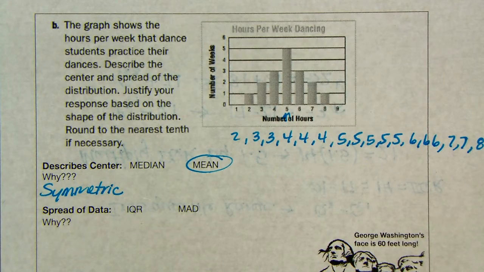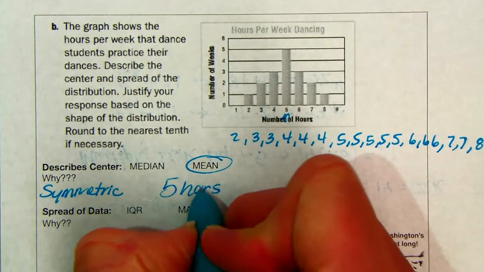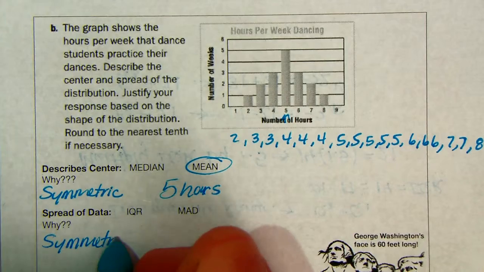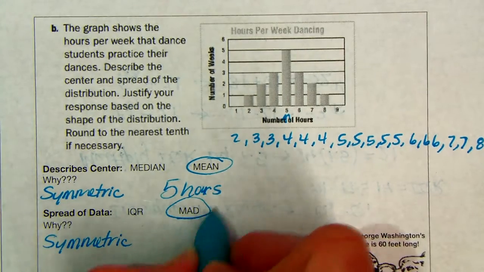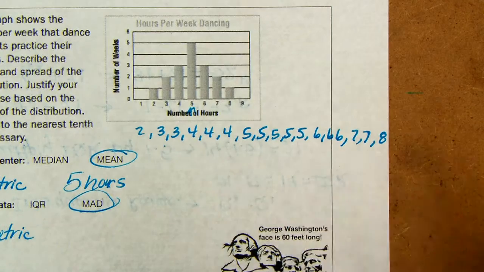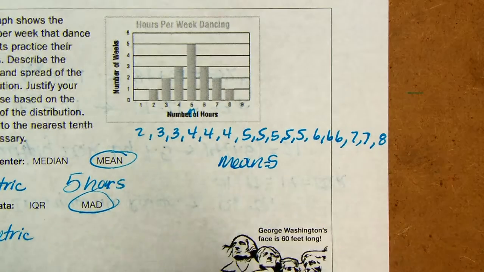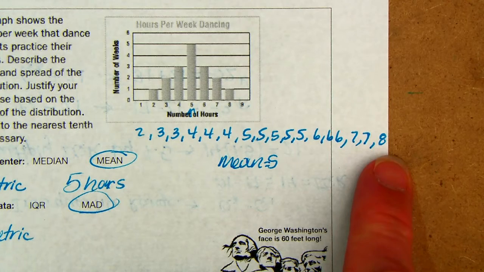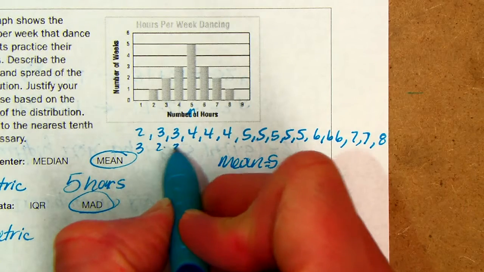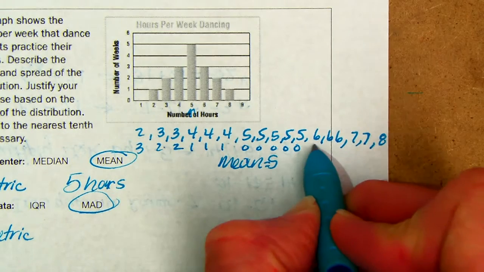And our spread, because it's symmetric, is our mean absolute deviation. Now, it's probably okay that I did this. So our mean is 5. How far away is all of my numbers from 5? So 2 is 3, 3 is 2, 2, 1, 1, 1, 5. 6s, 7s, and 8s. So add those all up and divide by however many we have.